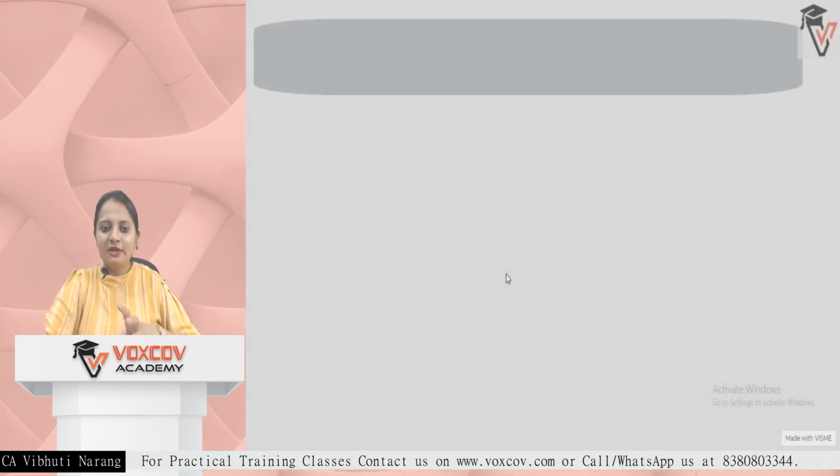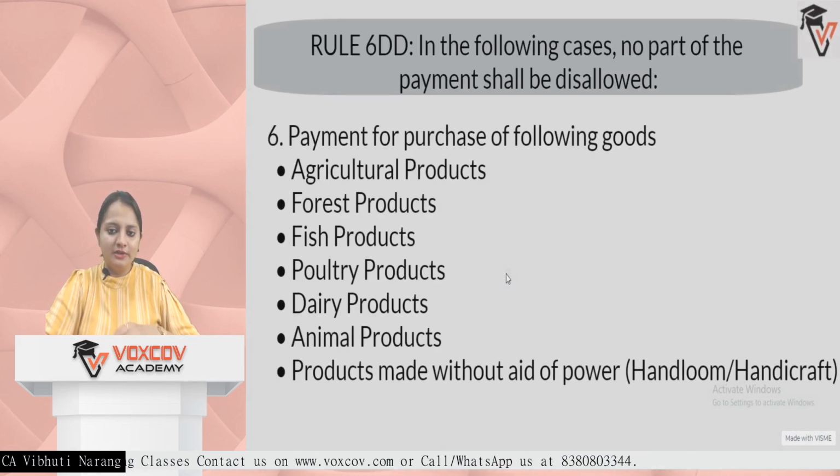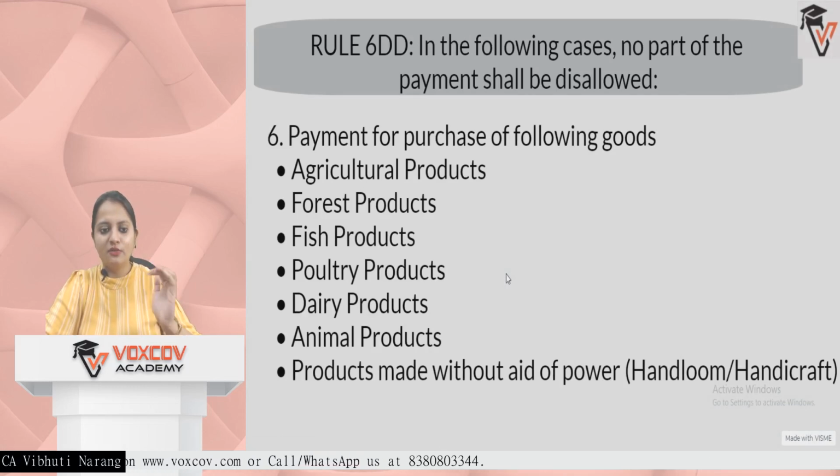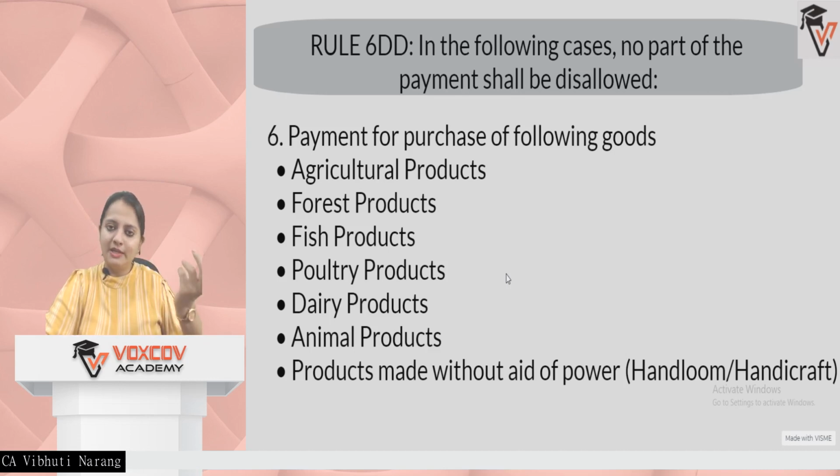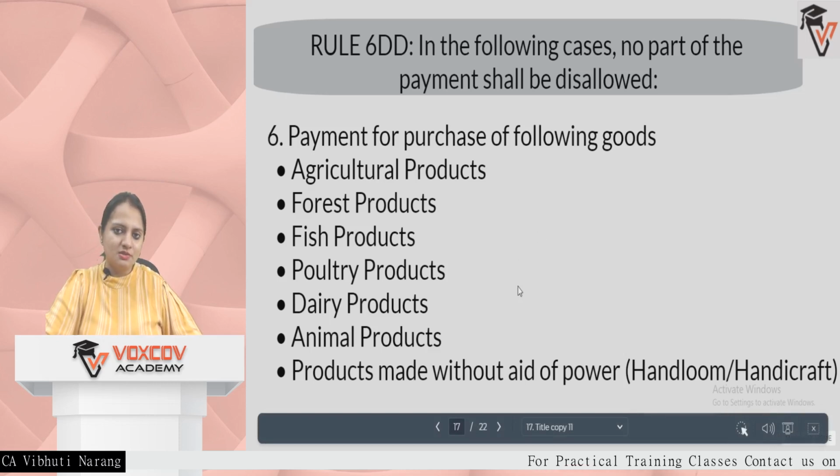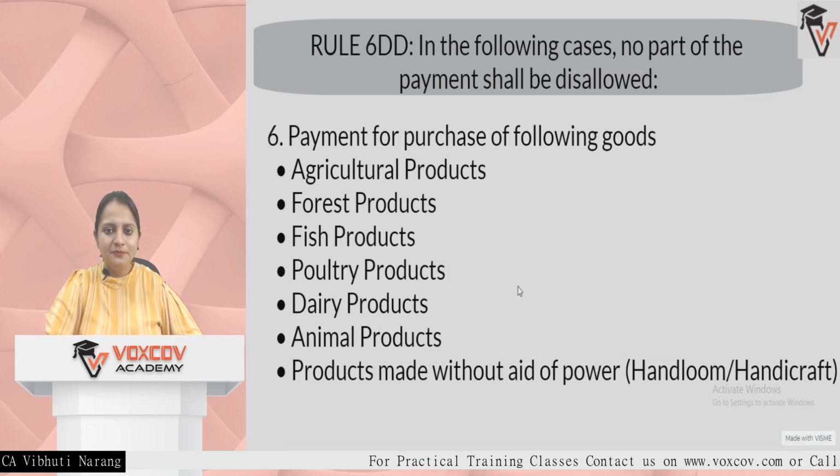Beyond that, if there are any purchases done of the following goods like agriculture, forest, fish, poultry, dairy, animal products without the aid of power, then also more than 10,000 rupees is allowed. Right, so these were some exceptions to section 40A(3).